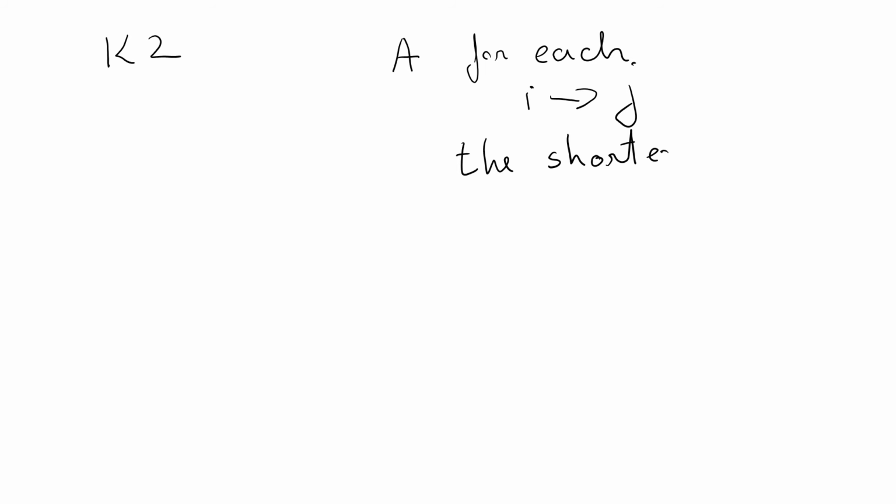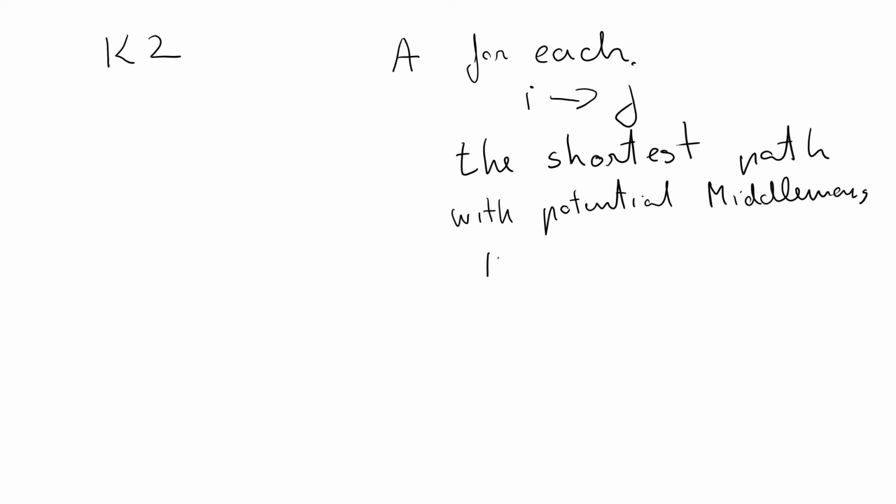In essence, we now have a situation when we go to K2, we know that in the distance matrix A, for each I to j, we have the shortest path with potential middlemen K0 and K1 that I explained on the earlier slide.